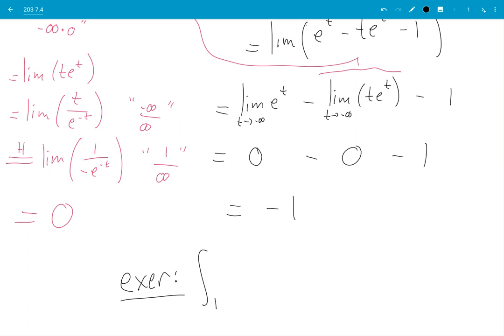Exercise will be the integral from 1 to infinity of 2x over x squared plus 1. You'll have to do substitution. So I'm going to stop this video now, but you should try that before you open the next video.